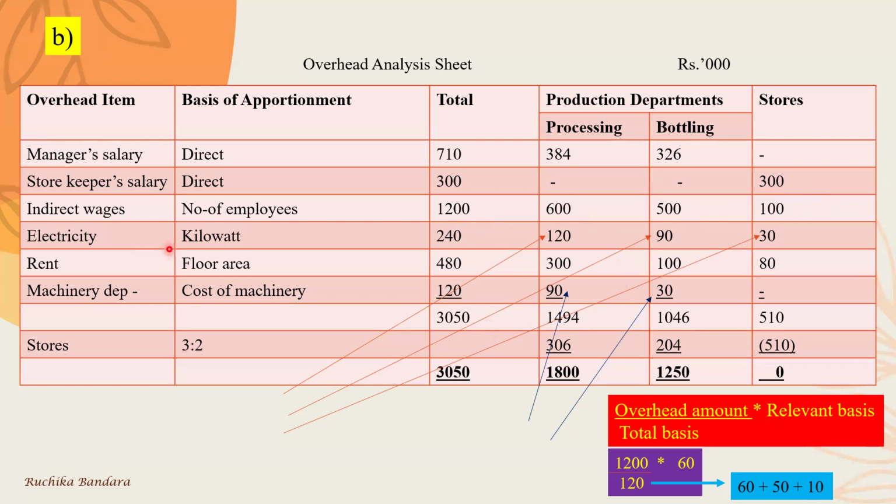Right. Electricity, it's a kilowatt. So how to do it? 240 divided by the total of the kilowatts. 4,000 plus 3,000 plus 1,000, altogether it's 8,000. Multiplied by 4,000, you get the processing department value. Multiplied by 3,000, you get bottling. Multiplied by 1,000, you get the stores department value.